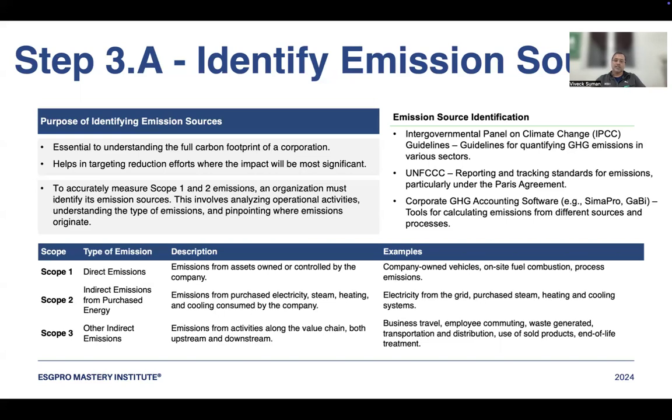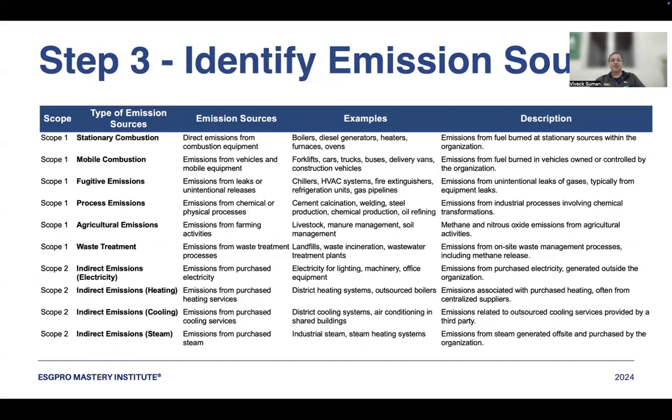Scope 2, of course, is indirect. So you need electricity from the grid. That number will be helpful. Purchased steam number will be helpful. Heating and cooling system number will be helpful. For scope 3, which is other indirect emissions, you have to go to business travel, employee commuting, waste generated, transportation and distribution, use of sold product, end of life treatment, etc. These are the sources which you identify and use.